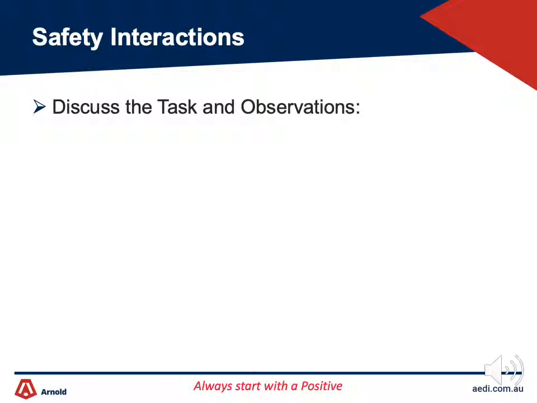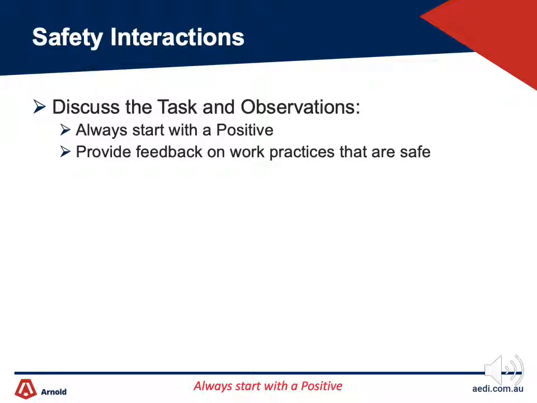So once the task has been observed, then just provide some feedback to the co-worker. A key principle of an effective safety interaction is to provide a positive experience. So always start with positive feedback. Provide positive feedback for any safe behaviours that you've observed. Don't limit feedback to simply PPE. Each behaviour that you have noted as safe is an opportunity to provide positive feedback.